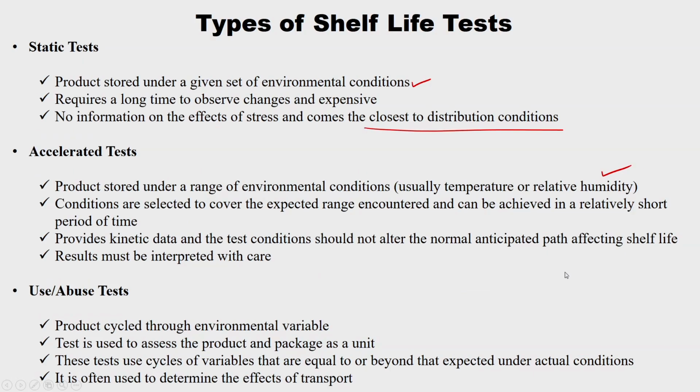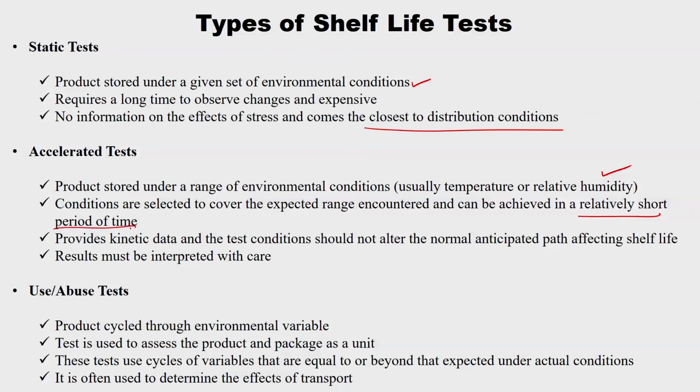So, this test will contain all the ranges, for example, minus 18 to 38 degrees and relative humidity of 60 to 100%. And the conditions are selected to cover the entire range which is encountered by the product and can be achieved in a relatively shorter period of time. So, for example, if it is being transported 3 days at different conditions, that won't be taken care of, but it is a relatively shorter period of time.